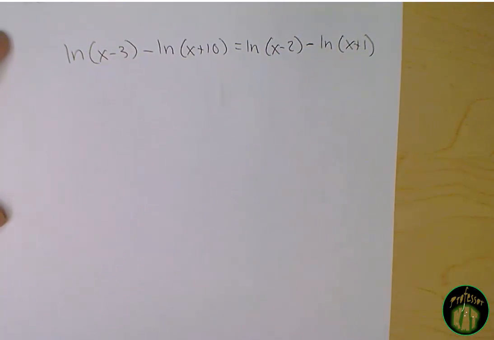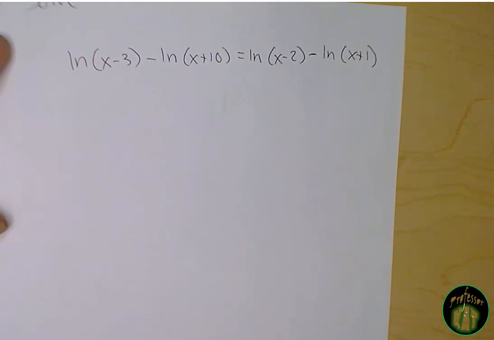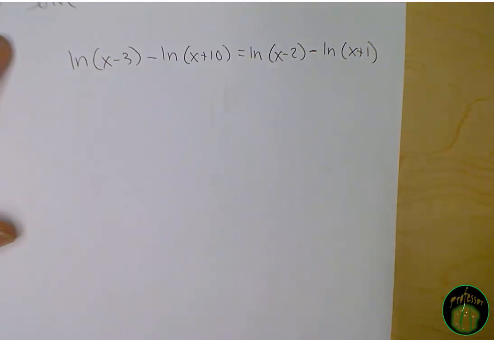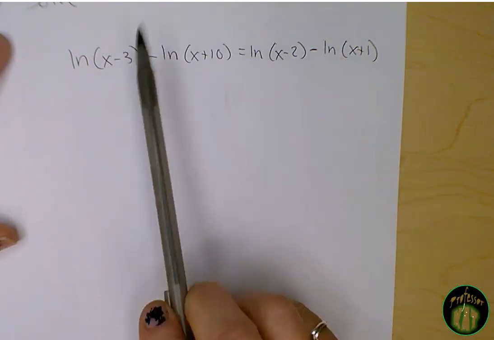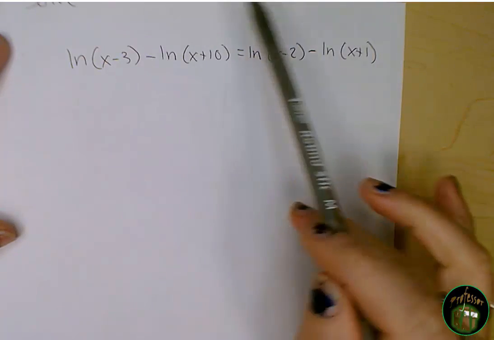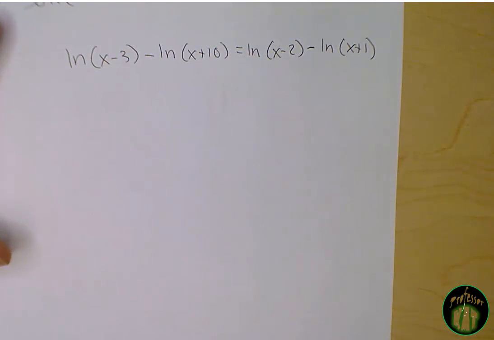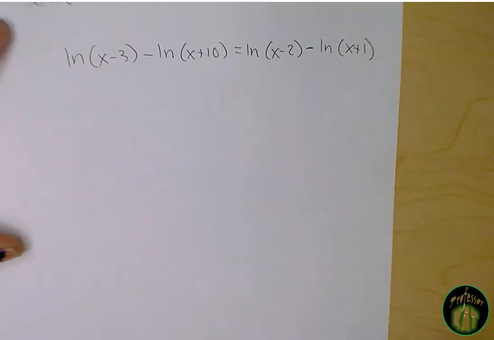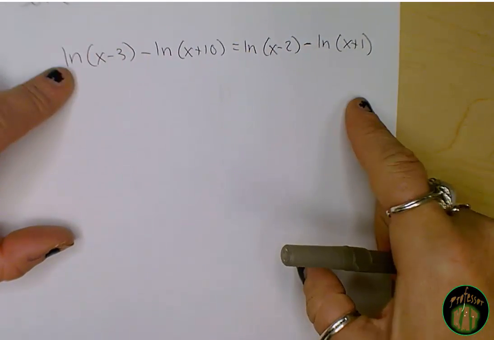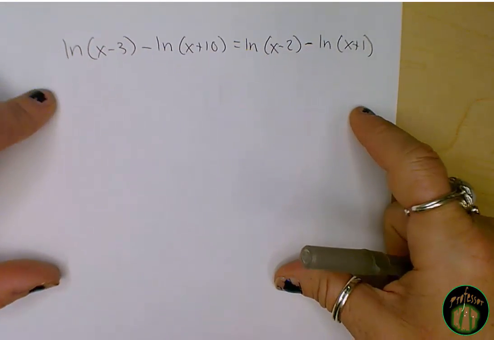So let's solve the following logarithmic equation. In this logarithmic equation, one of the things I notice is that I have logs on either side. And if you have logs on either side of your equation, your go-to method is going to be to condense down each side so that we can hopefully use the same base rule.